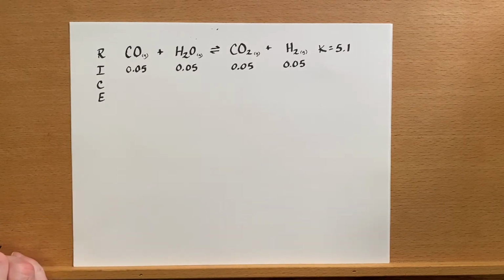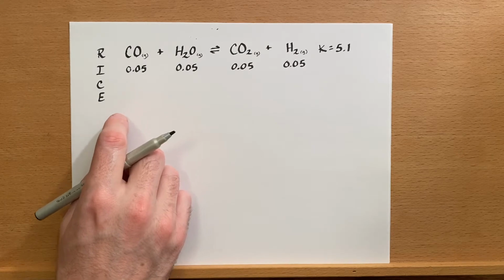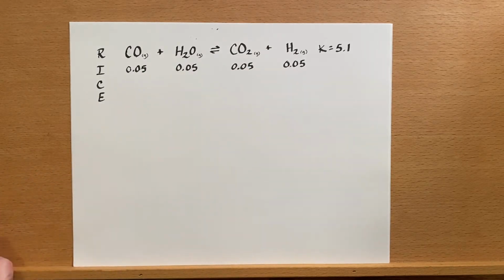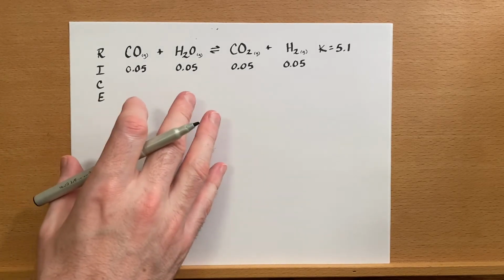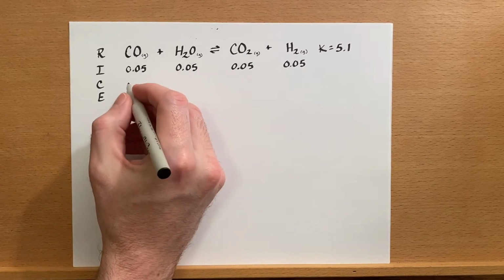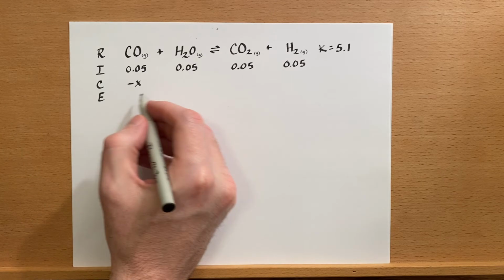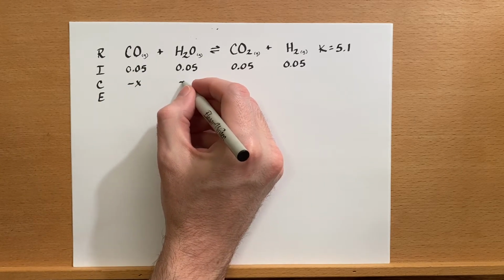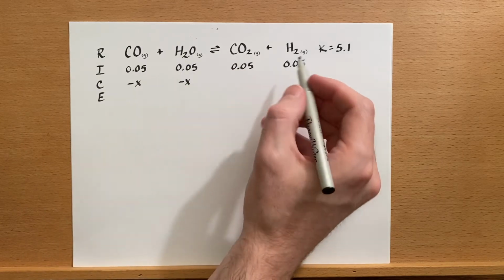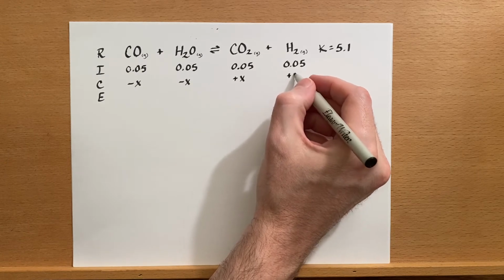Now, initially we have a flask or a reaction container that has 0.05 molar of each of these species, so of all of them. And we're going to determine what the concentrations of each of these species is at equilibrium. So we'll fill in the change portion of our table, which this is minus x because it's on the reactant side. We're going to use that up. This is also minus x. And since it's all 1 to 1, it makes it a little bit easier. Plus x and plus x.